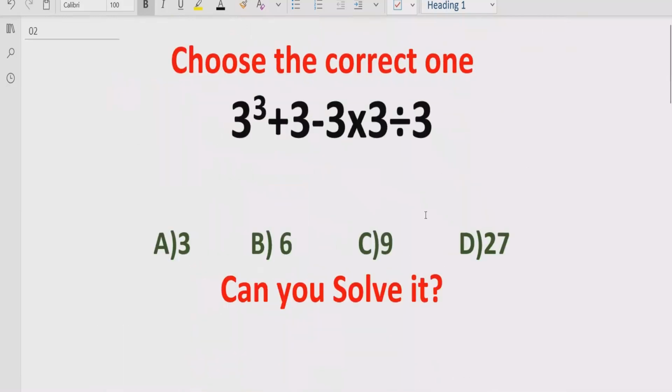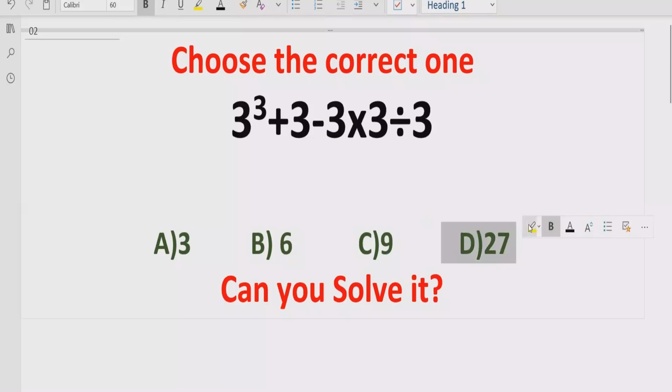If you see the answer list, answer D is the correct answer of this expression. So I hope you understand how you can solve the given expression using PEMDAS and BODMAS method and find out the correct answer. So that's it for today.